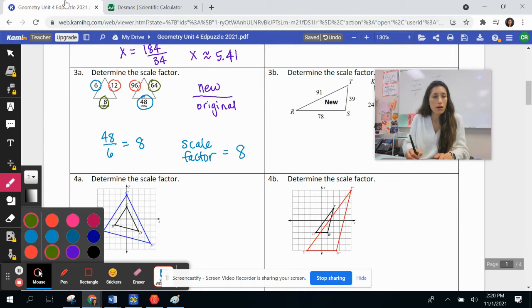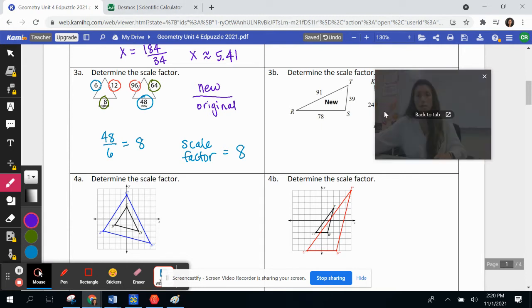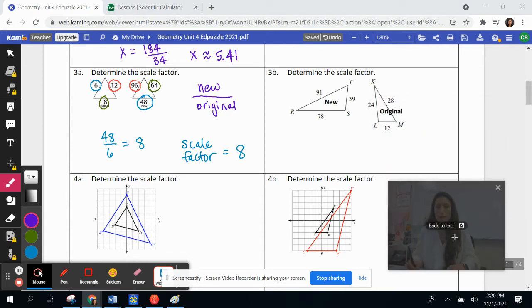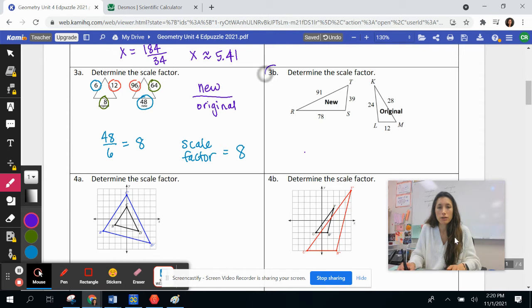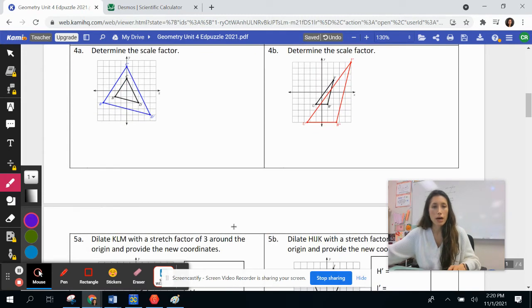Okay. All right, on to question 3b. Please find the scale factor. Okay, now we're finding the scale factor given a graph. So it's still new over original.